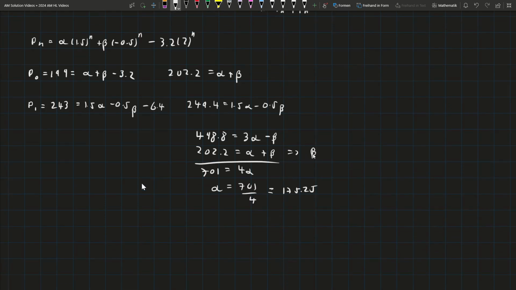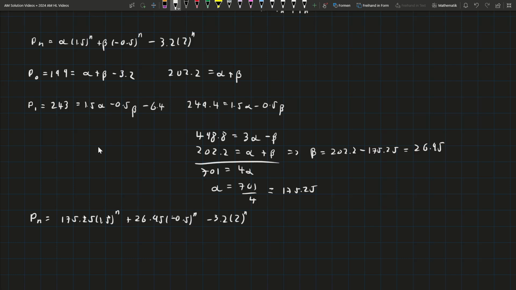Then alpha plus beta is that. That means that beta is given by 202.2 minus alpha, which is 175.25. So we have 202.2 minus 175.25. That'll give us 26.95 for beta. So now we can finally have our equation. We have Pn is alpha, which is 175.25 times 1.5 to the n, plus beta, which is 26.95 times minus 0.5 to the n, minus 3.2 times 2 to the power of n. And that's the end of that difference equation.